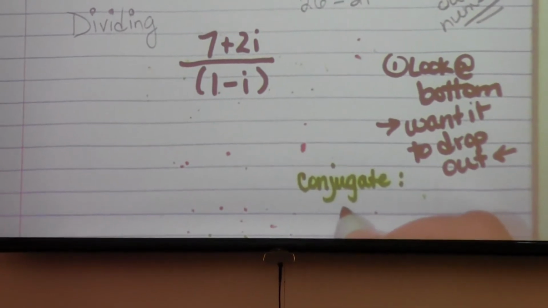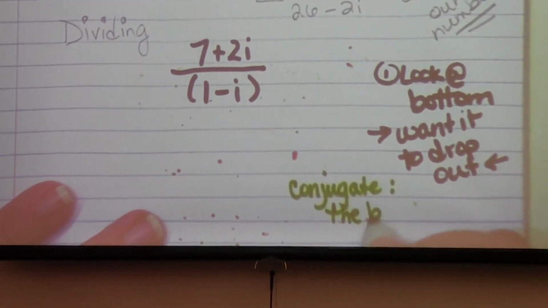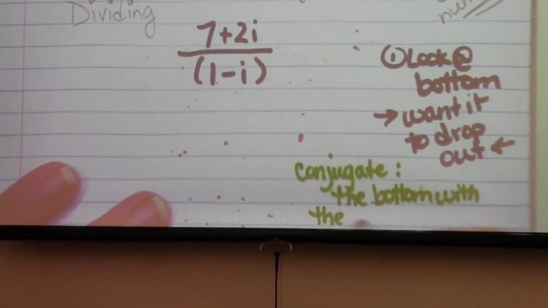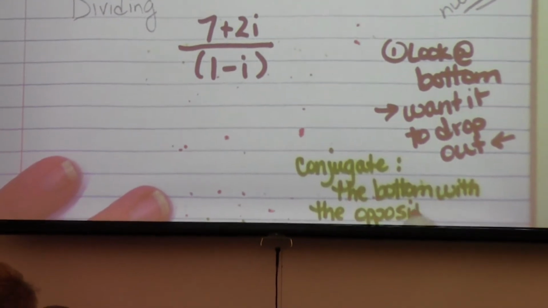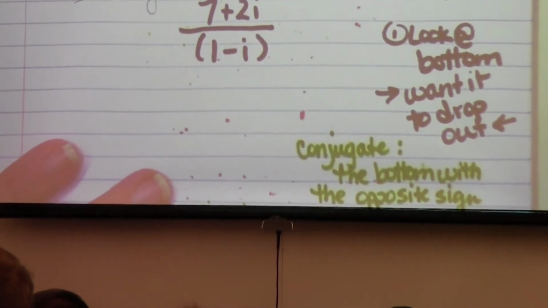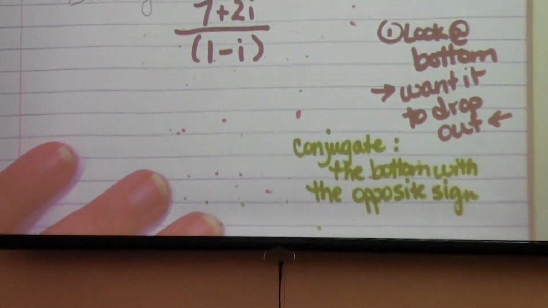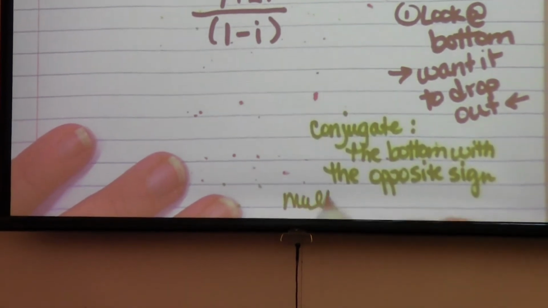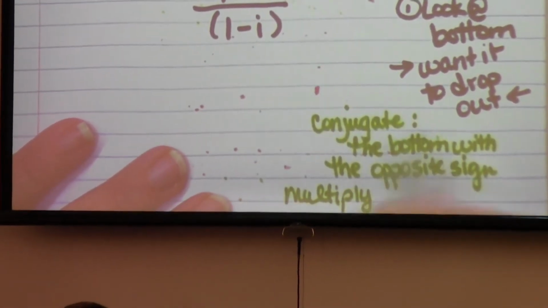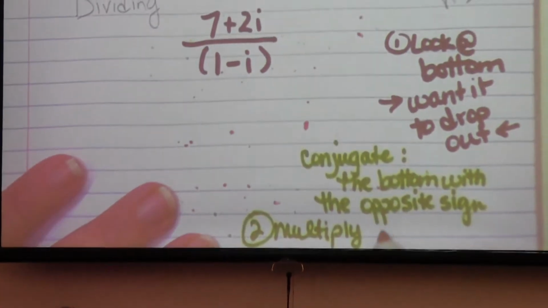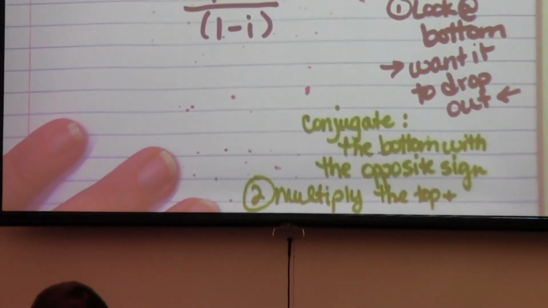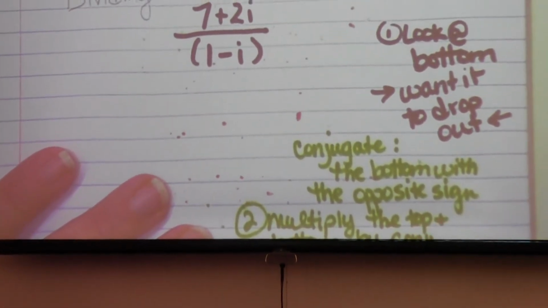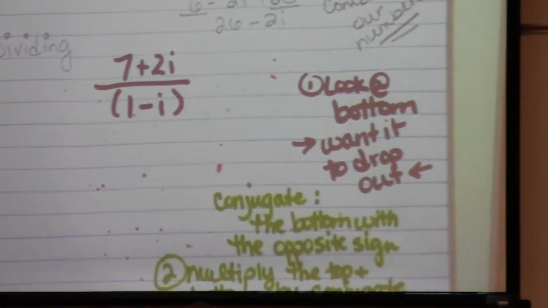And it's essentially the bottom with the opposite sign. So the same bottom but with the opposite sign. And we're going to multiply. So that's step one. This is step two. We're going to multiply the top and bottom by that conjugate thing. It's probably even a new word for Boyer, isn't it, Boyer?